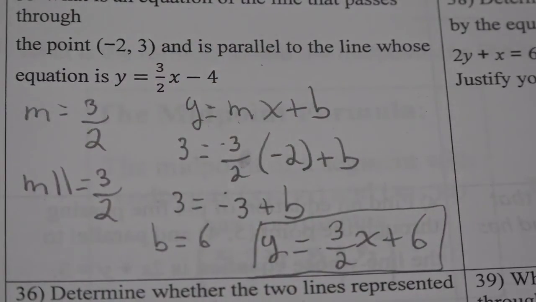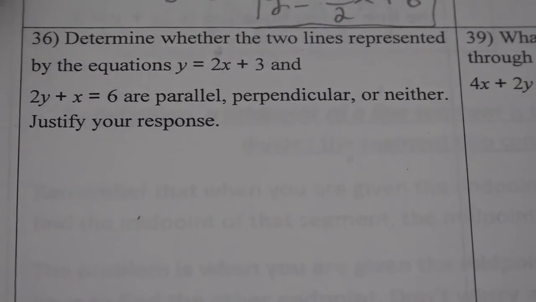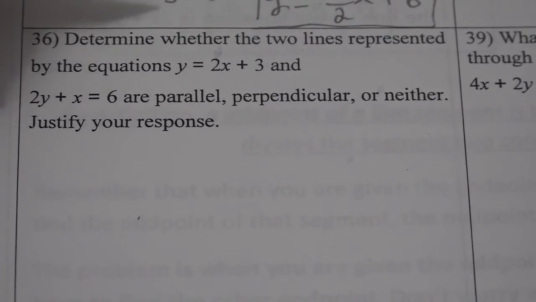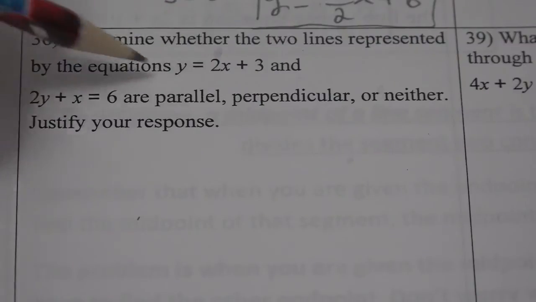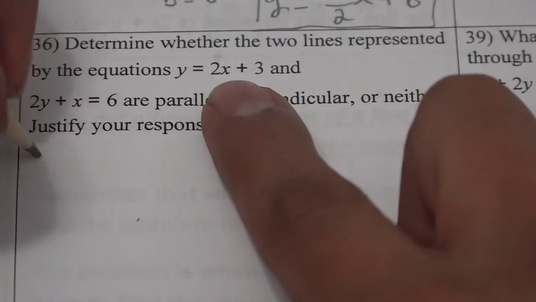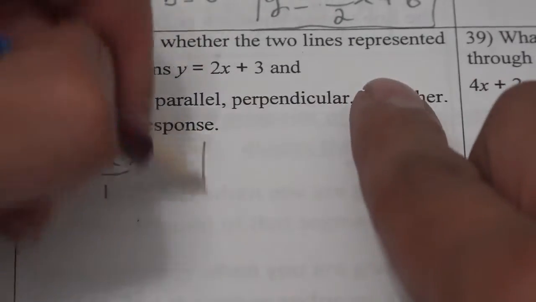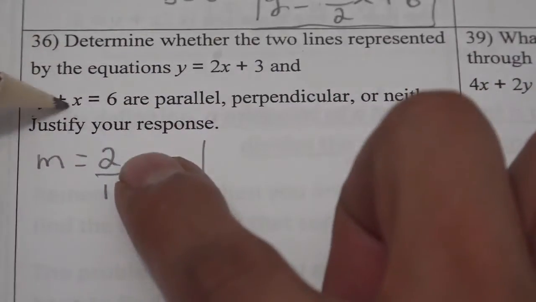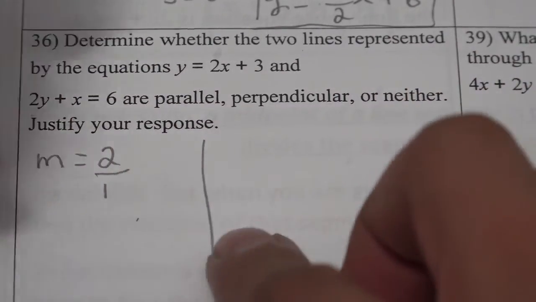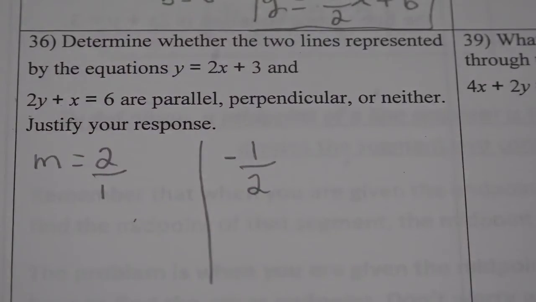Parallel lines, okay. Determine whether the two lines represented by the equations are parallel, perpendicular, or neither. Okay, the slope here is 2 over 1 if you want to, and the slope here is, well, I gotta move the x to the other side, so negative 1 over 2. So you know what they are right now, and justify your response.